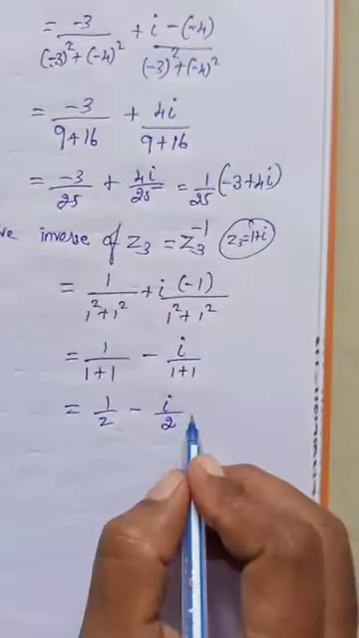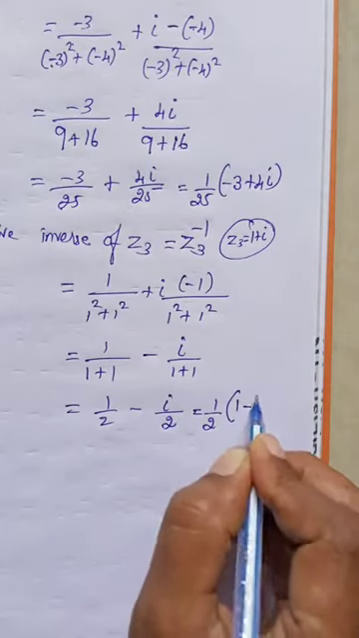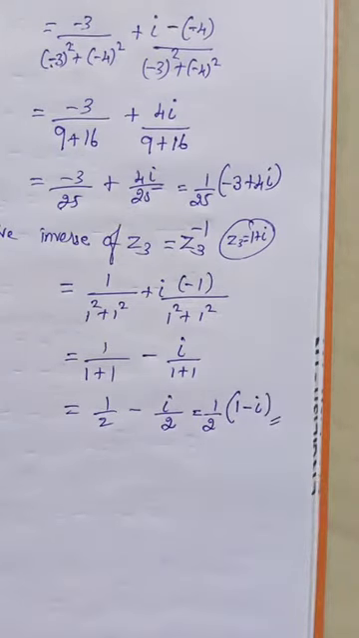1 plus 1 is 2. So now we can take 1 by 2 outside into 1 minus i. Is that clear? In exercise 2.3, we have only 3 problems. The second problem I have given for you as homework. 1 and 3 are completed.